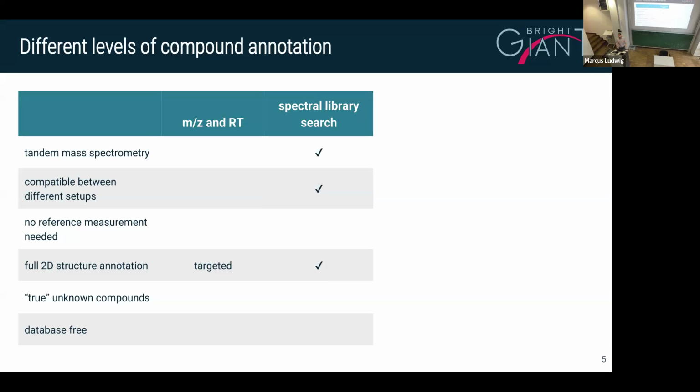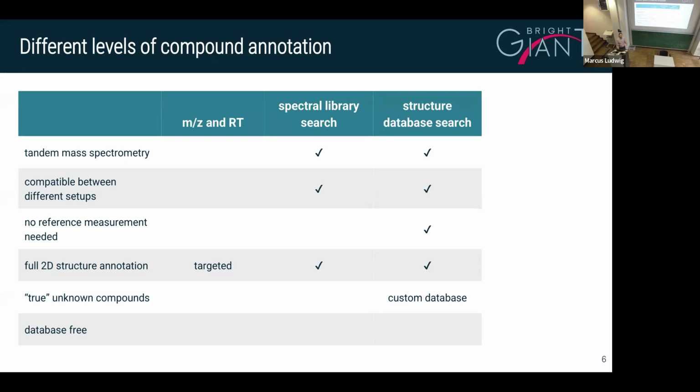And the usual way to do it is spectral library search. You can search your tandem mass spectra in a spectral library, you get some hits, and you're good to go. The good thing about this is that it's independent of your setup. If you look for m/z and retention time, you can only do it on your machine, with your setup. But this you can do with GPS and you get your hits. But you still need some reference measurements of your data.